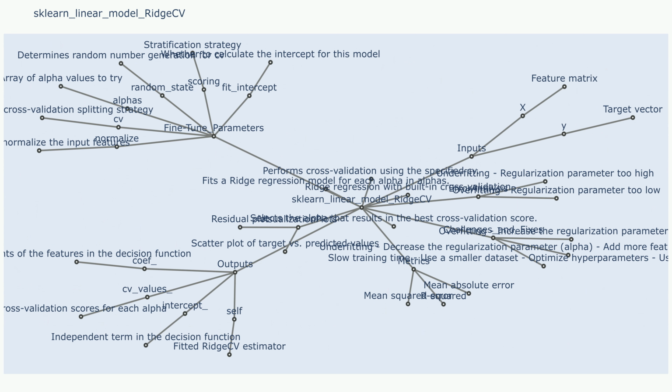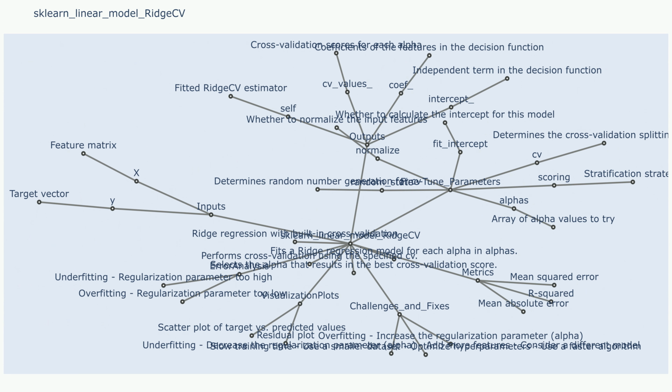Metrics. Mean squared error, MSE, the average squared difference between the predicted and actual values. R squared, the proportion of variance in the dependent variable explained by the model. Mean absolute error, MAE, the average absolute difference between the predicted and actual values.